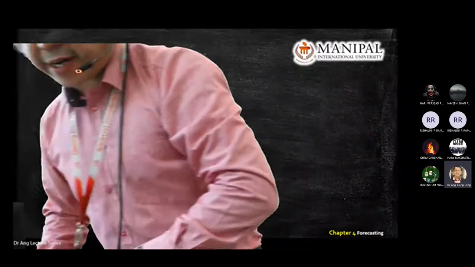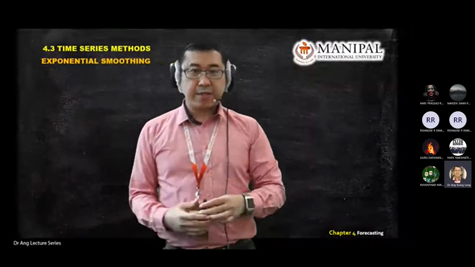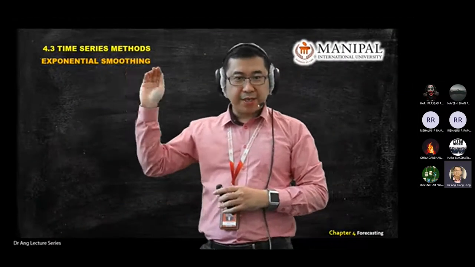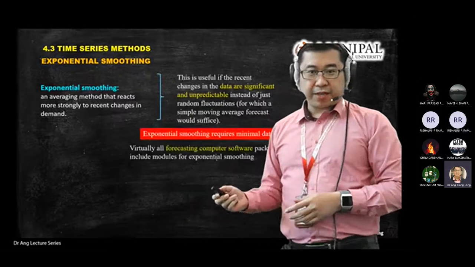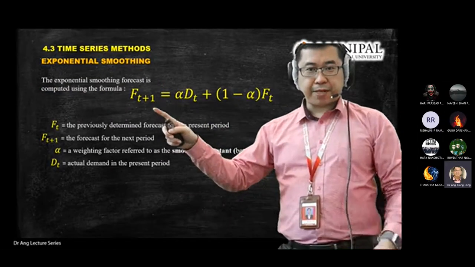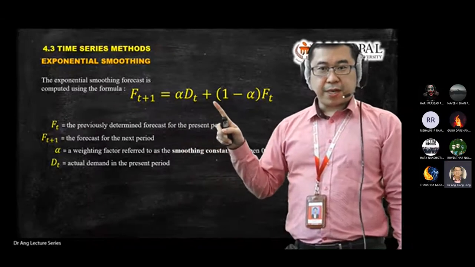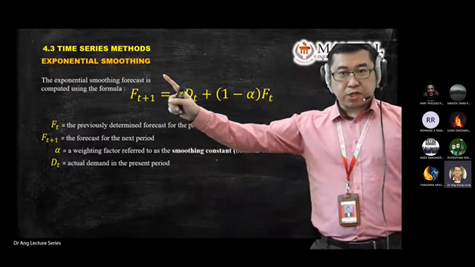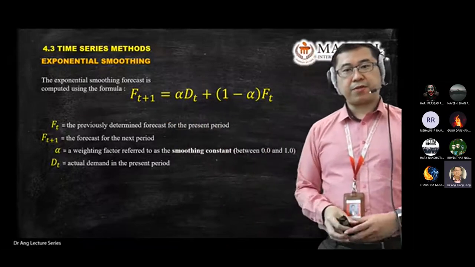Okay, recap what you have done before the New Year break, right? Before this, we talked about time series method, and we have covered exponential smoothing with an equation: F(t+1) = alpha D(t) + (1 - alpha) F(t). So this is a smoothing method specific for time series.